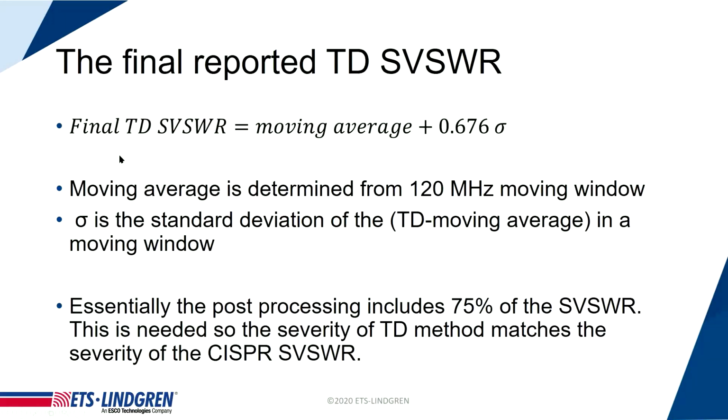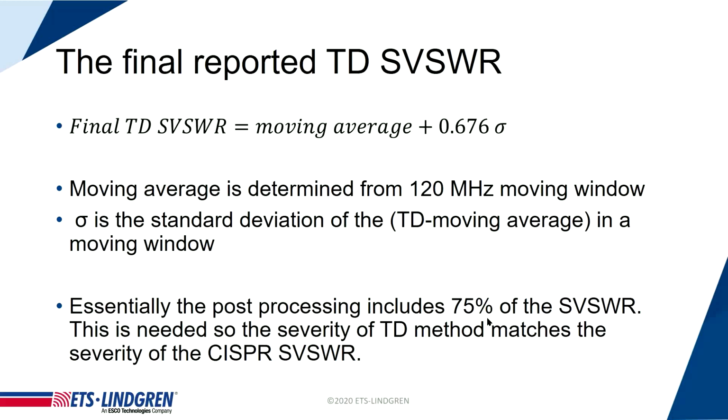The final time domain VSWR is determined by this equation: the moving average plus 0.676 sigma. So this 0.676 is the knob I was talking about earlier to adjust the severity, and this actually corresponds to 75% coverage. So another way to look at the time domain VSWR with this equation is we're saying that 75% of the points you measured are going to be under the reported value. So for this final TD VSWR, there will be 25% of data that will exceed that.